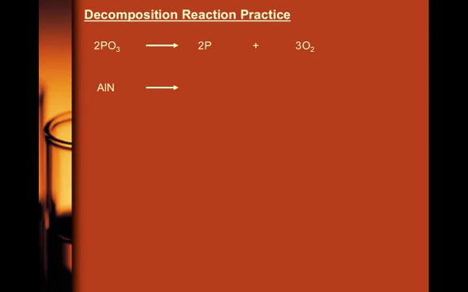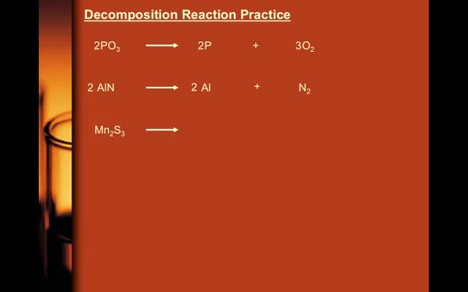Another example, aluminum nitride. Break it apart into aluminum and nitrogen. So aluminum is just Al. Nitrogen, again, a diatomic element, so make sure there's an N2 there. Balance that, we'll put a 2 on the aluminum nitride, and we'll come back to the right side and put a 2 on the aluminum.